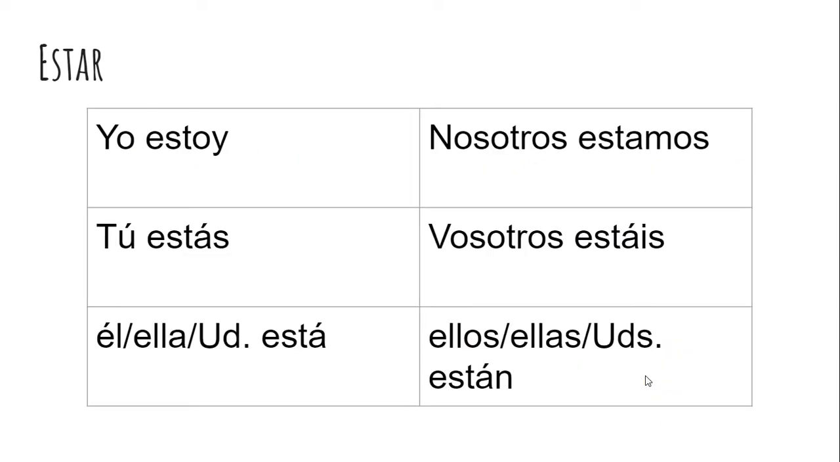Now let's look at estar. Estar means to be as well. Let's review the conjugations. Yo estoy, tú estás, ella, él, usted está, nosotros estamos, vosotros estáis, ellos, ellas, ustedes están. Now note that except for the yo and the nosotros form, each of these verbs, when conjugated, has an accent on the A. So make sure that you pay special attention to that.